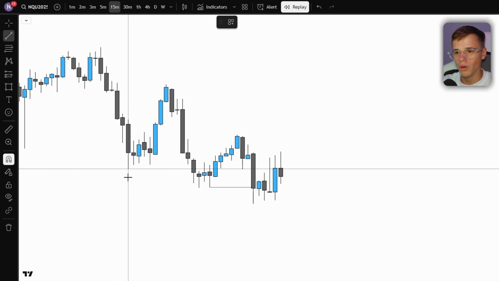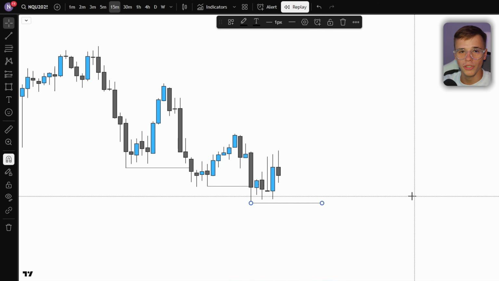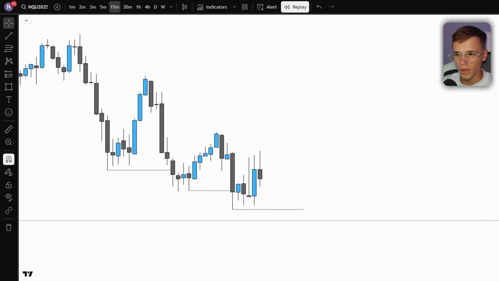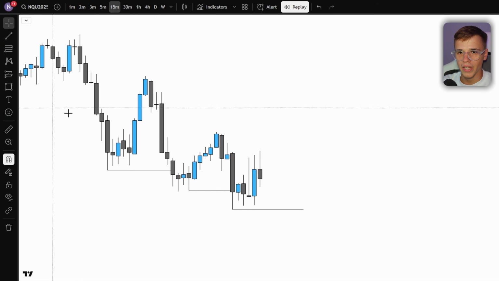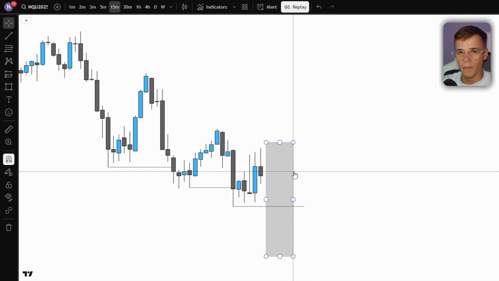So if we mark out the whole structure like this, we are looking for another break of structure towards the downside, but the market is completely out of power. And how are we going to get this kind of fuel for the market to make another push to the downside like this? So what is going to happen? The market is going to fake out and manipulate the buyers into thinking that the market is shifting.